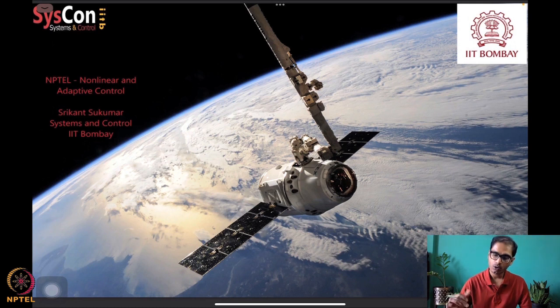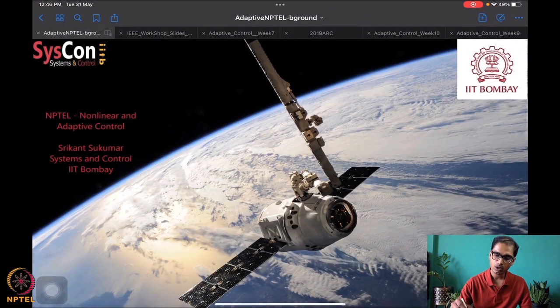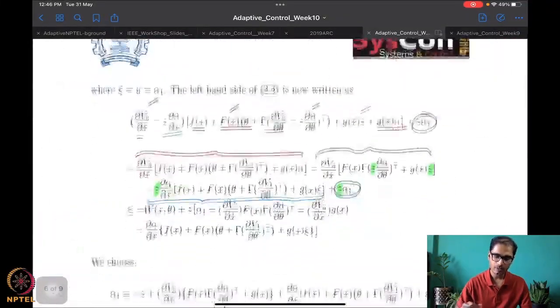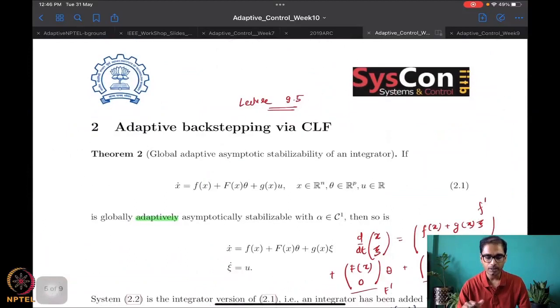So what we did last time was essentially the tuning function method for designing adaptive backstepping laws, right? We saw that having an ACLF for a system of the form 2.1 implied immediately that we could construct an ACLF for a system of the form 2.2, which is essentially an added integrator layer, right?